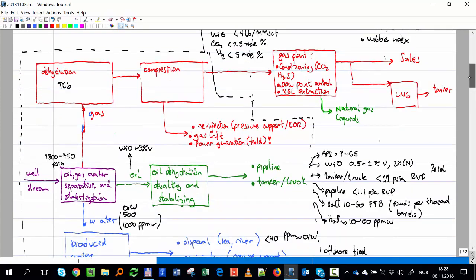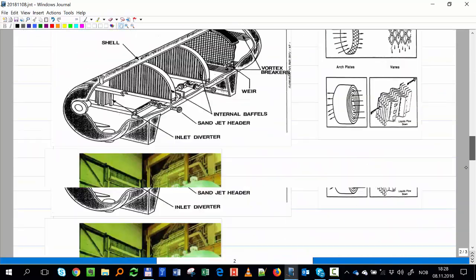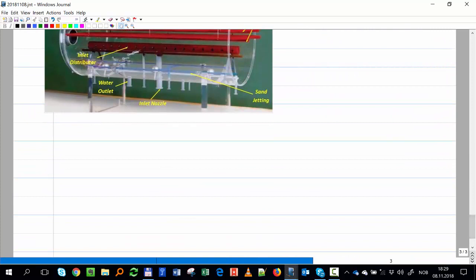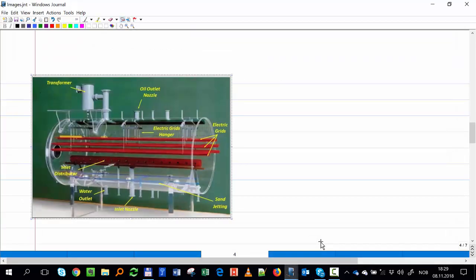Okay, now let's go. We are going to be done soon, well, not soon, but we still have a few things. Now we have the gas, and for the gas dehydration, in almost all places we use a TEG contactor. We use a substance which has a very good affinity for water. And the process we use is, did you cover that TEG contactor?